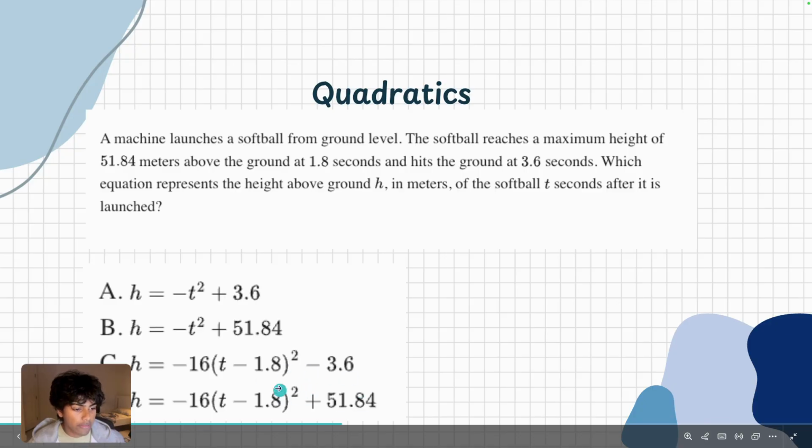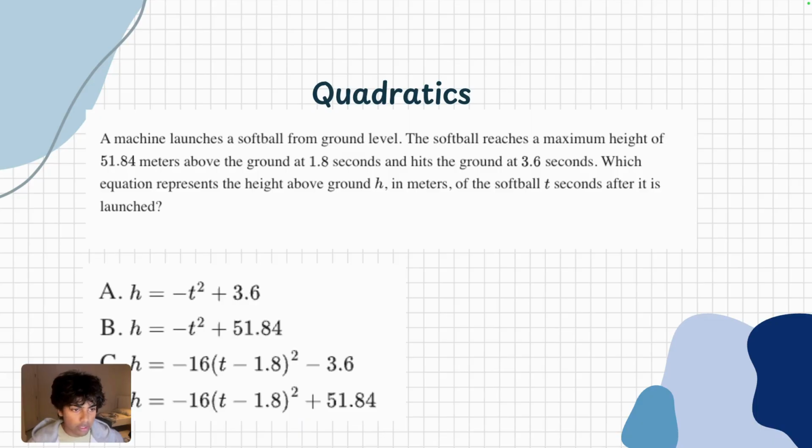And then the x-axis right here. So we can narrow it down. It's not this, it's not this. It has to be one of B or D. And B doesn't have the minus 1.8 and D does, so it's D. But you can always graph it if you're not sure.